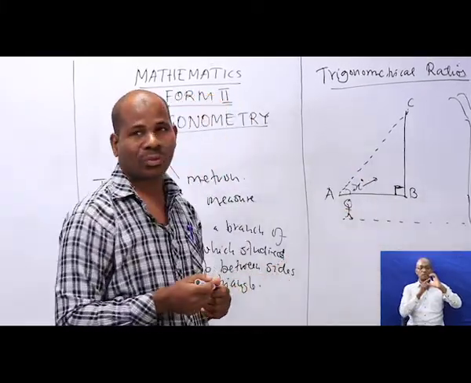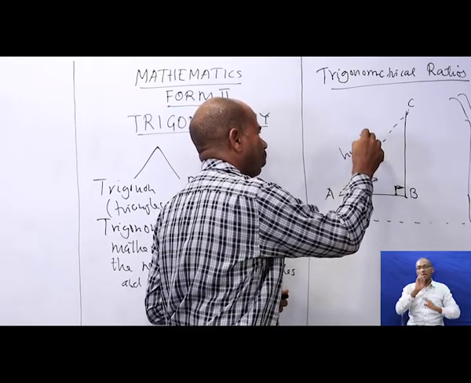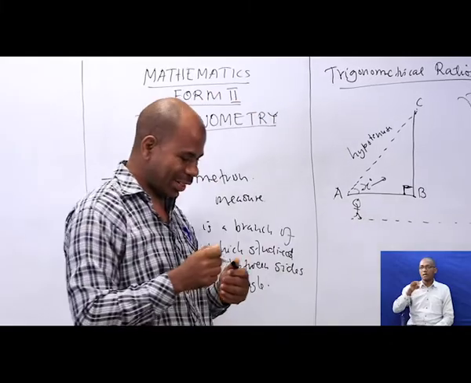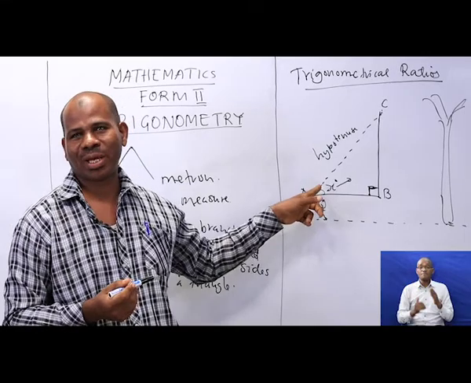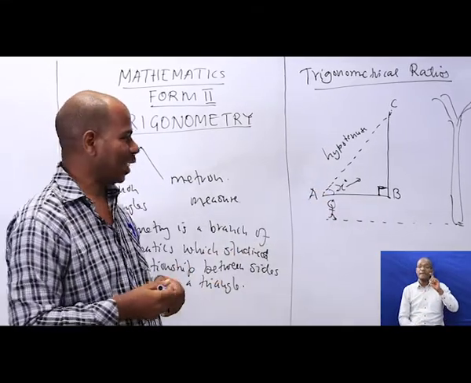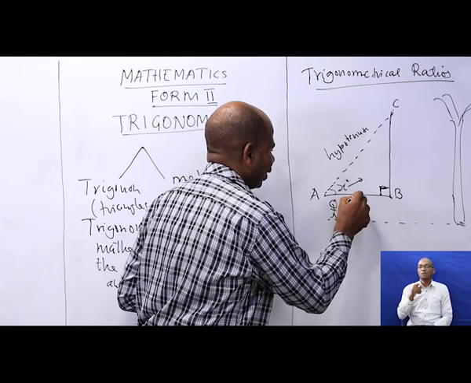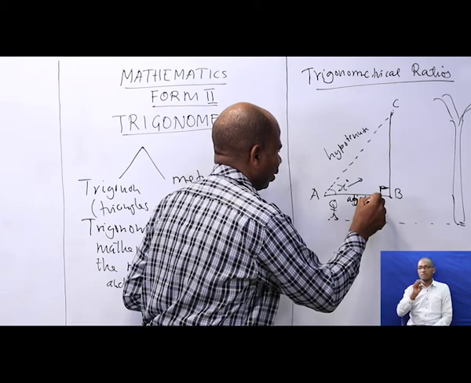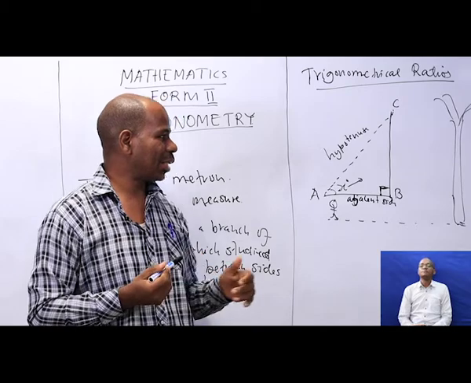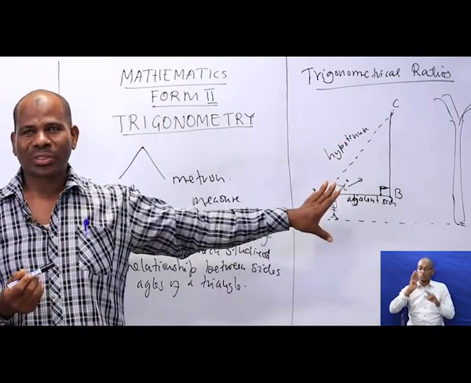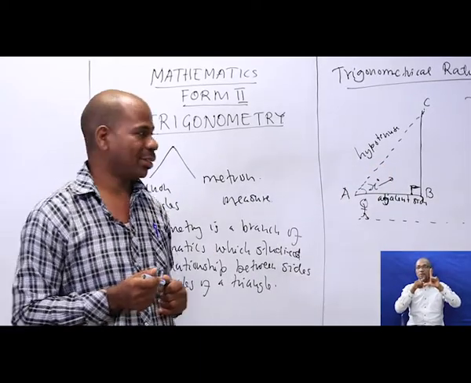The triangle has three sides as usual, but the longest side, the side AC, is called the hypotenuse. The side AB, which is adjacent to angle X, is called the adjacent side. And the side CB or BC, which is opposite to angle X, is called the opposite side.